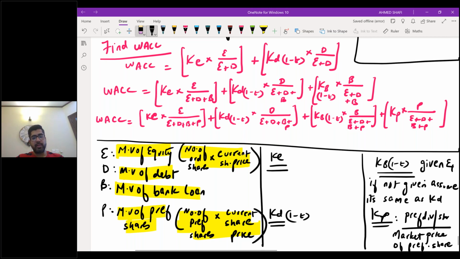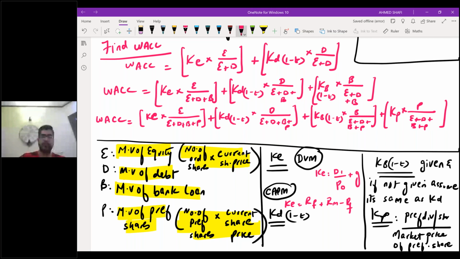For KE, 2 models are applied, either DVM, dividend valuation model, or CAPM, capital asset pricing model. If dividend valuation model is applied, KE is determined like this: D1 over P0 plus G. You might have witnessed these formulas in your studies. And if CAPM is applied, KE is RF plus RM minus RF beta equity. Okay, I will write the abbreviations shortly on the next screen. So for KE, if it's a dividend valuation model question, you will know it in the question, then D1 over P naught plus G. And if it's a capital asset pricing model, it's RF plus RM minus RF beta equity.